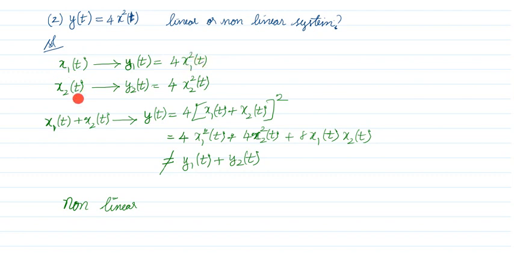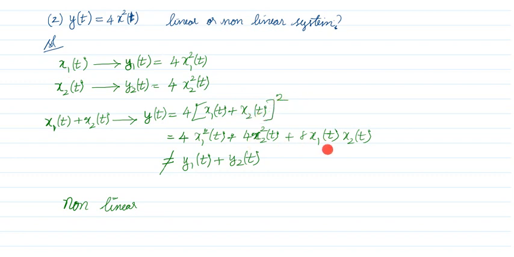Next I give the input x2. Output is equal to 4 times the input square. Here the input is x2, so 4 x2 square. Next, I give the sum of two inputs, x1 plus x2. So y of t is equal to 4 times the input square. What is the input now? x1 plus x2. So 4 times (x1 plus x2) whole square.